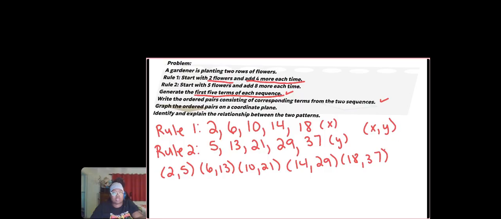So I'm going to see if I can. So I'm going to make a really rough coordinate plane. Since all of our numbers are positive, I don't need anything except the first quadrant. Now, the first quadrant, everything's positive. X is positive, Y is positive, so we are good.